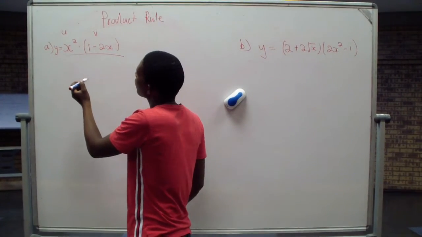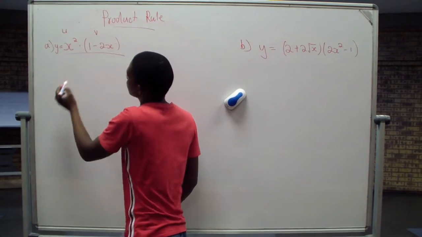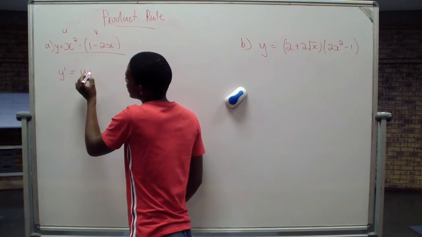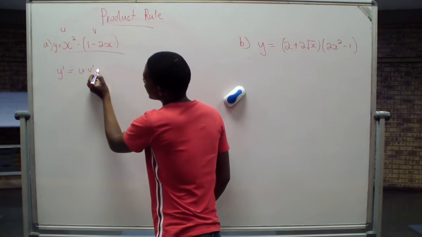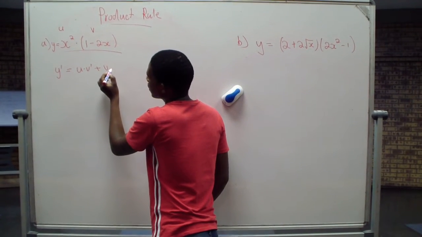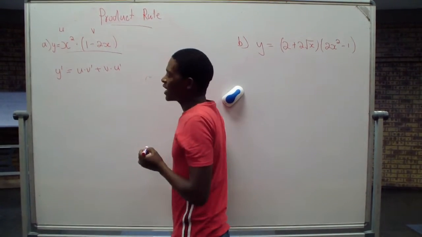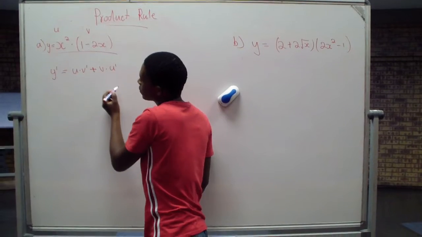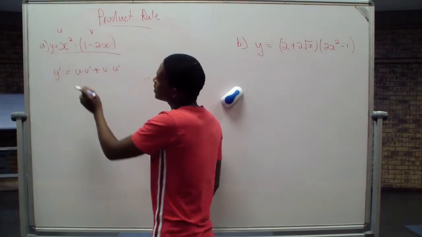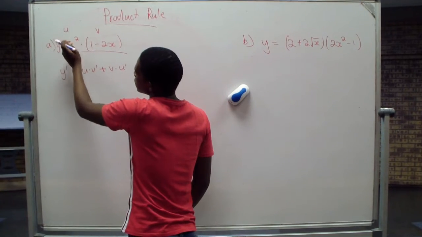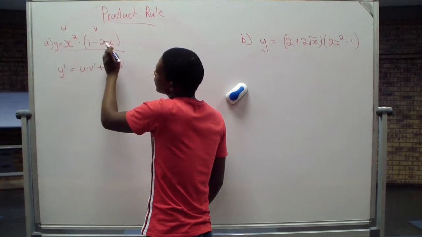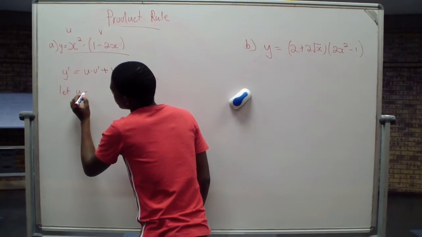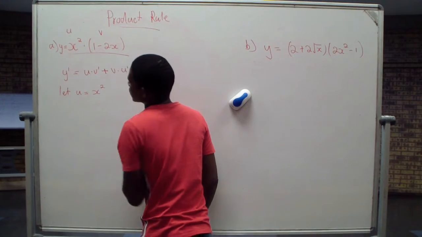To deal with your function using the product rule, you'll say y prime is equal to u multiplied by v prime plus v multiplied by u prime. As I said before, as we are dealing with multiplication, at some point you have to add your functions. So since we chose x squared as u, and we chose 1 minus 2x as v, we will say let u be equal to x squared.